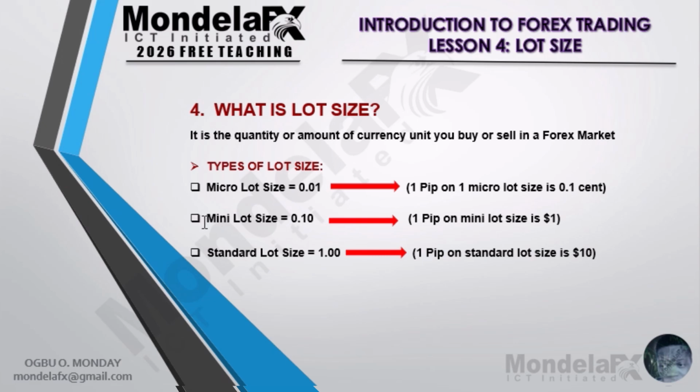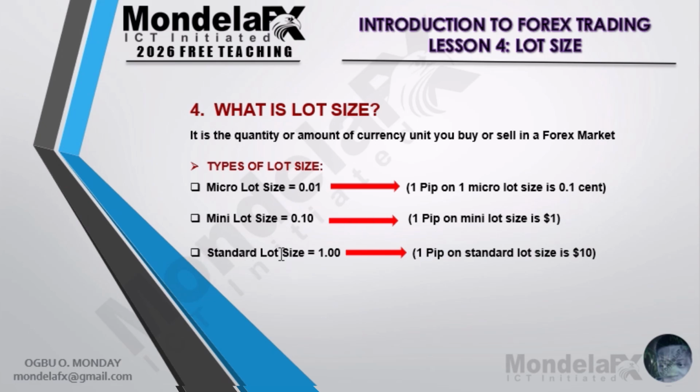Then the second one, which is mini lot size, 0.10. On this one, 1 pip on mini lot size is equal to $1. So if you buy euro versus dollar now, if it is going up for you, each pip like this is giving you $1. If you move 1 time, $1, second time, $2. If you move 10 times, it's going to give you $10. So that's the explanation of this one.